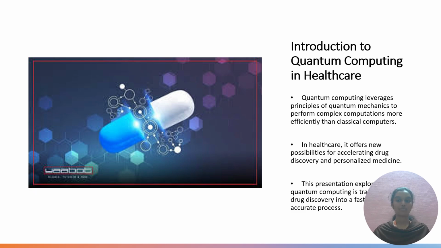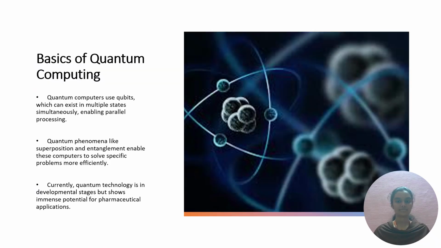Quantum computing offers a transformative approach to accelerate and improve the drug discovery process by enabling accurate molecular modeling and simulation. This presentation explores how quantum computing can revolutionize the pharmaceutical industry and healthcare.